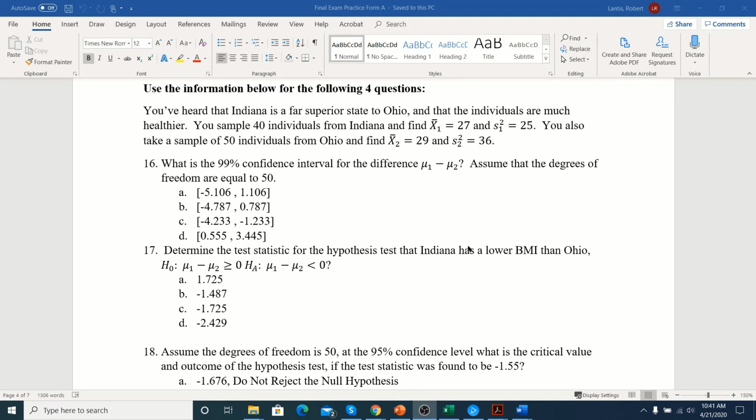Because you want to know if Indiana is less than Ohio, the difference between the two would be negative, right? Less than 0. So that's what we want to test for. That's our alternative hypothesis. We assume the opposite is true to stack the deck against ourselves, which is that it's greater than or equal to 0. So we look at our formula sheet.